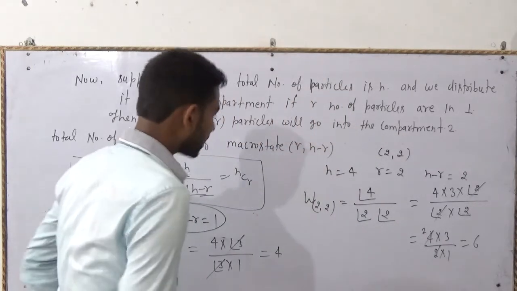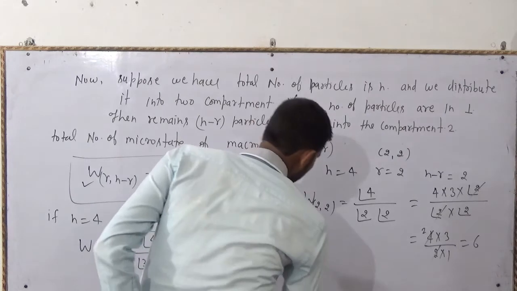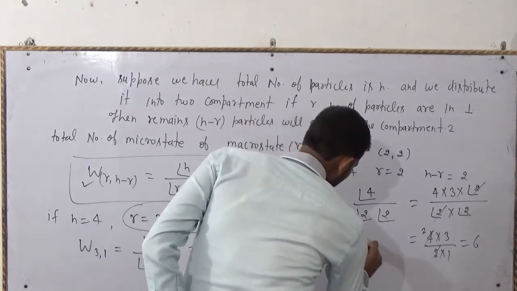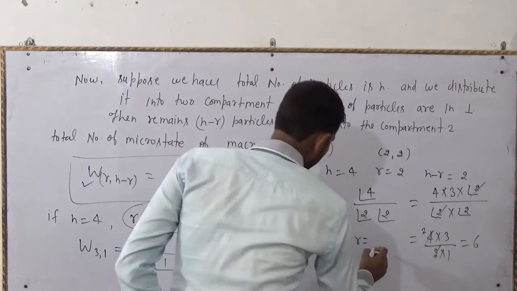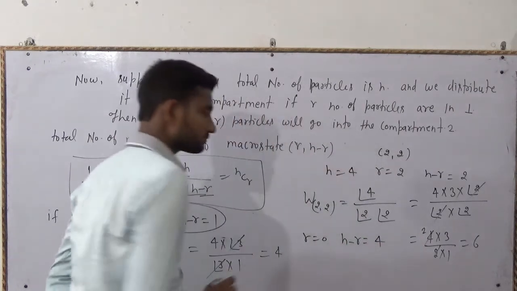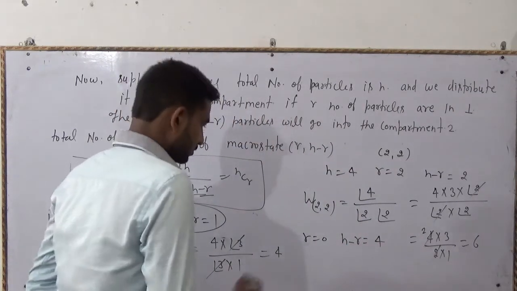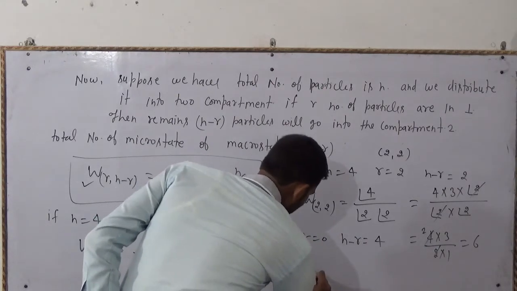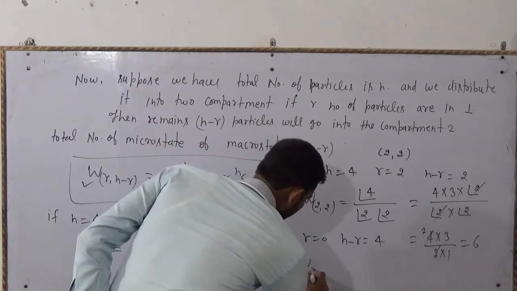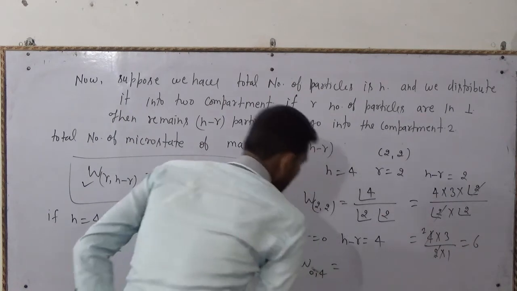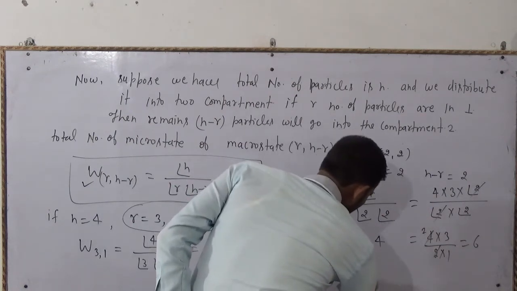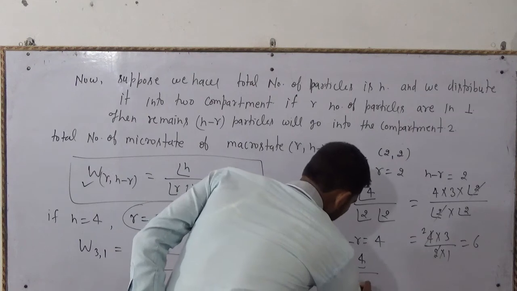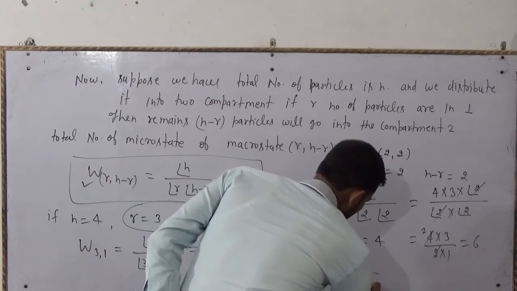Now we can also choose r is equal to 0, and then n minus r will be 4. So for it we can find W(0,4) is equal to factorial 4 upon factorial 0 into factorial 4.